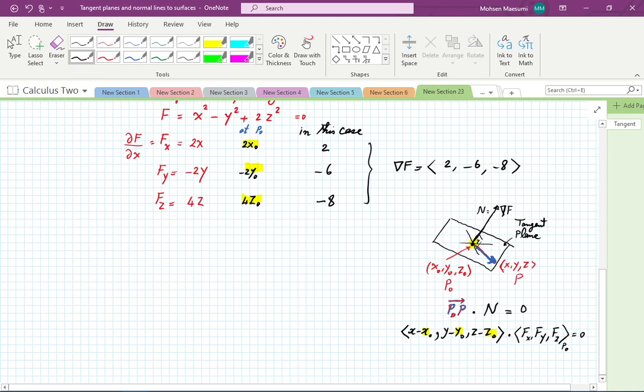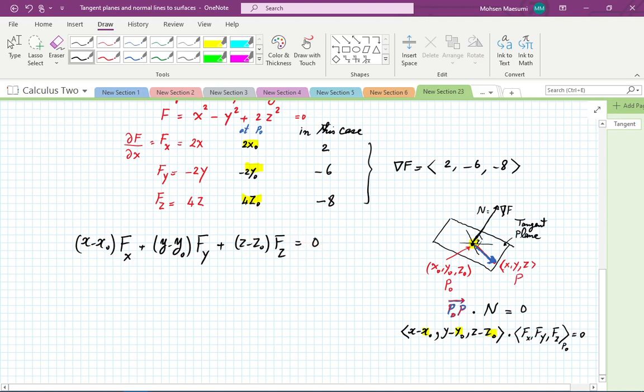Well, when everything's said and done, what is left out of it? How do you do a dot product? First with first, second with second, third with third, and add them up. So I'll have x minus x0 times f sub x evaluated at P0, y minus y0 times f sub y, again emphasize, evaluated at P0, plus z minus z0 times f sub z, one more time, evaluated at the point of interest. This has to be equal to 0.